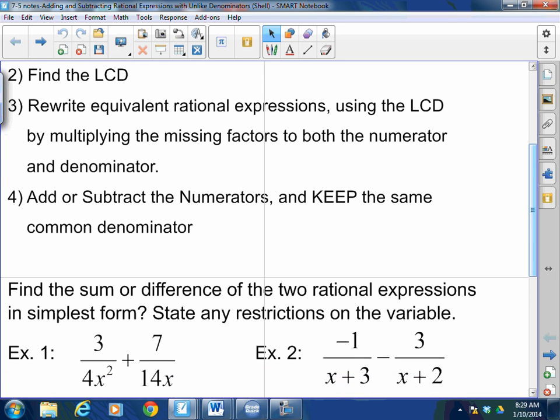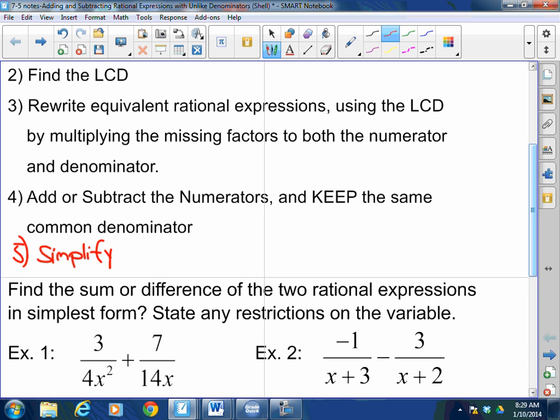And then, of course, I didn't write this down because I always assume it, but I shouldn't assume anything. Step 5 should be simplify. The final answer. Once you're done adding or subtracting that numerator, go ahead and simplify that rational expression, please. You have to. It's required.